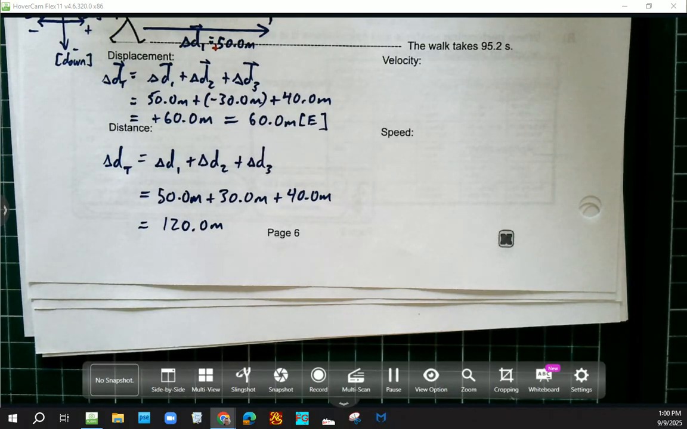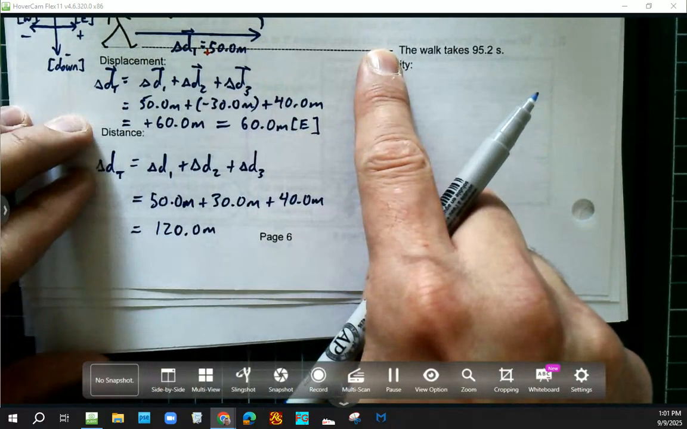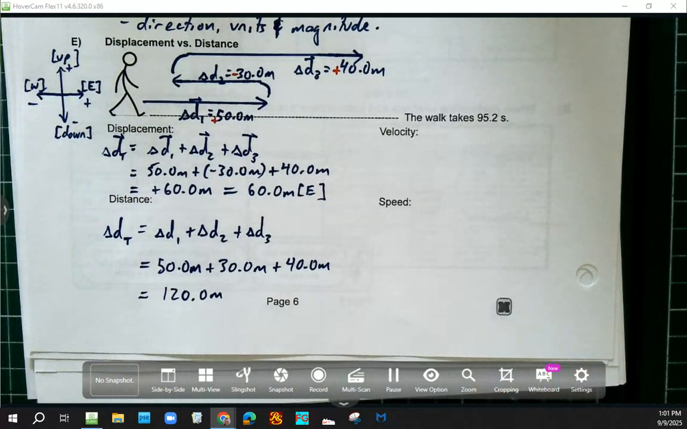Here's the question. Could the distance and the displacement ever be the same value? What would have to be true? Say it out loud. Like walk in a straight line and not go back and stuff. Yeah. Walk in a straight line, never double back on yourself. That's the only way distance and displacement could be the same. Is there any way that the displacement could be bigger than the distance? Not in my universe.